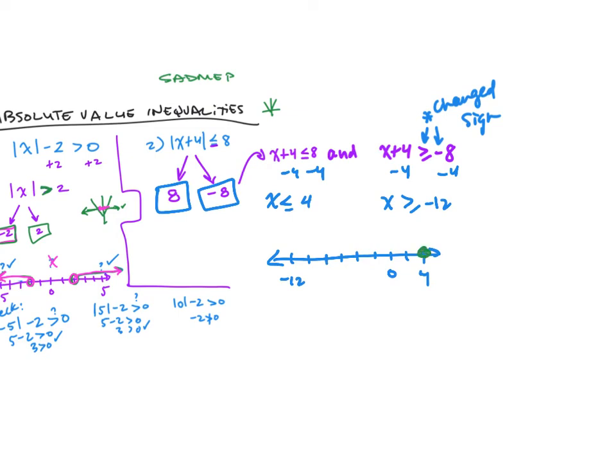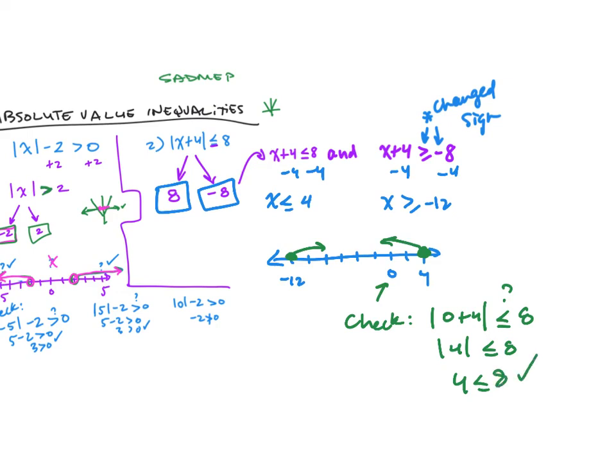So I have a closed dot and a closed dot. And then x is less than or equal to 4, which means this way. x is greater than or equal to negative 12, which means this way. So what's happening is that I'm going to choose a number in between. I'm going to choose 0. So I'm going to check that this is true. I'm going to pick 0 on purpose because 0 is easy to operate. And this is a check, right? So 4 is less than 8, which is true. So it's this whole space in between them that is the solution.